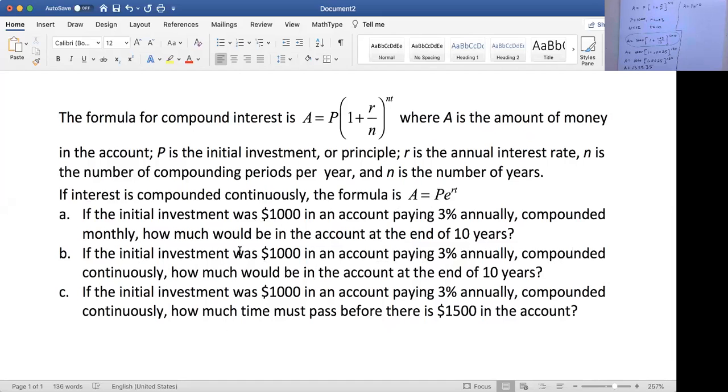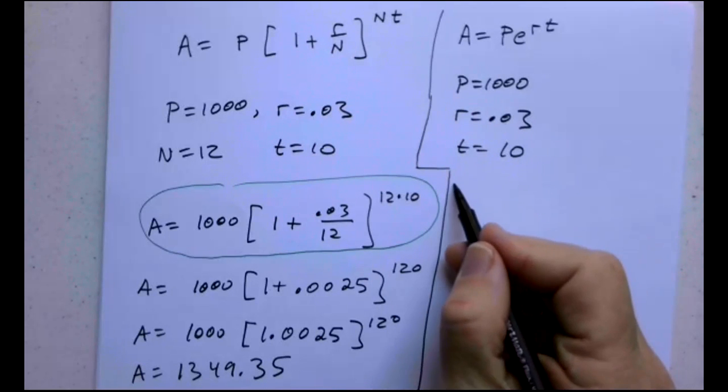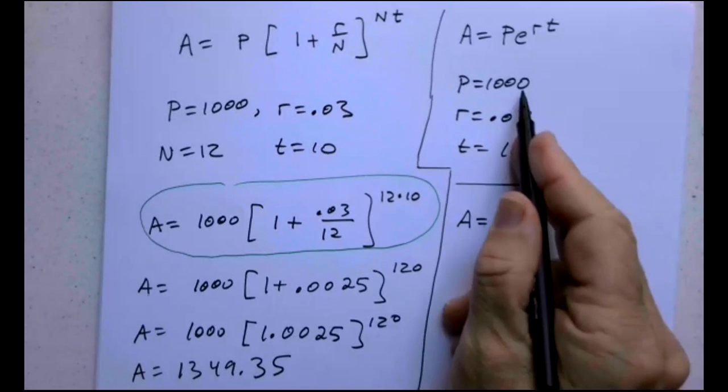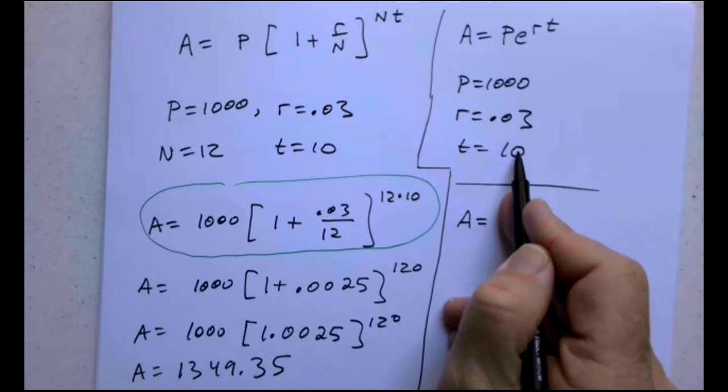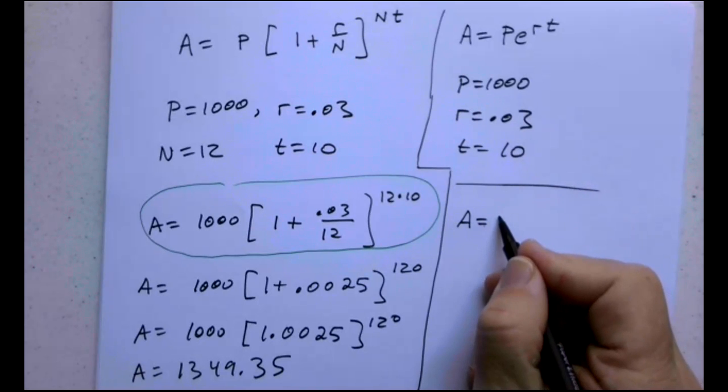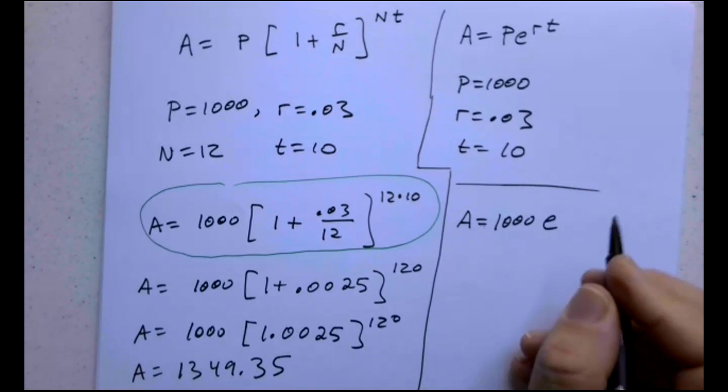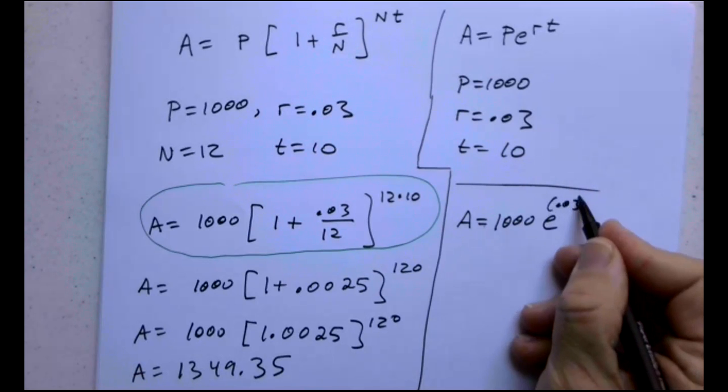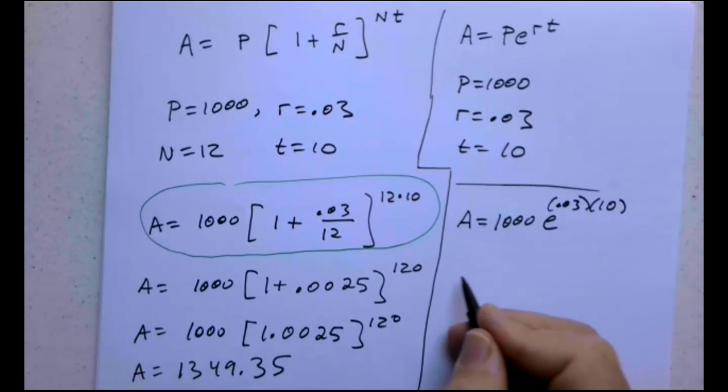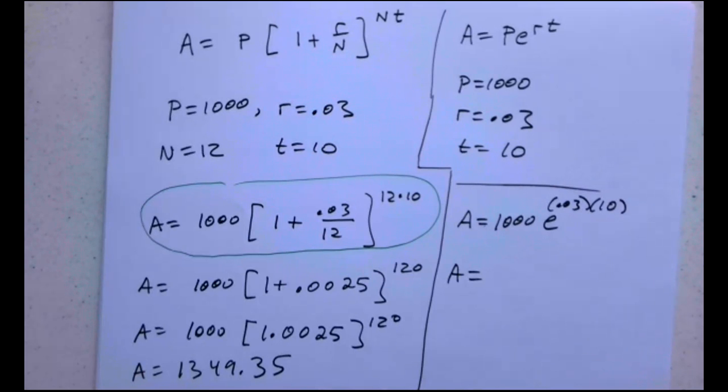Again, what do we have? Our principal P is 1,000. Our interest rate r is 0.03. And our time factor here is, again, 10 years. So we're going to plug that into our formula. A equals P e to the rt. So again, I get P is 1,000, r is 3%, or 0.03 in decimals, t is 10 years. So A is P, 1,000, e to the r, 0.03 times 10. So we'll go to the graphing calculator to do that.